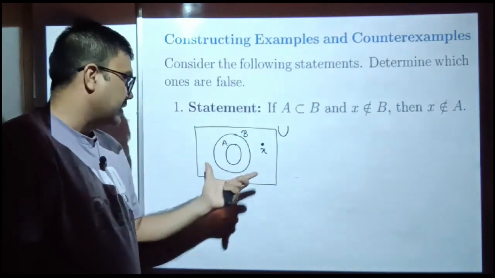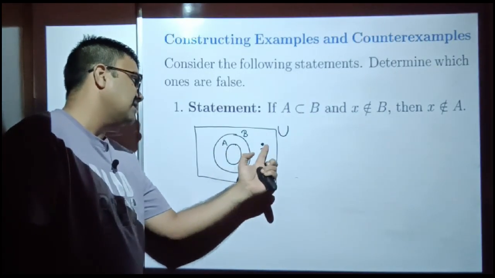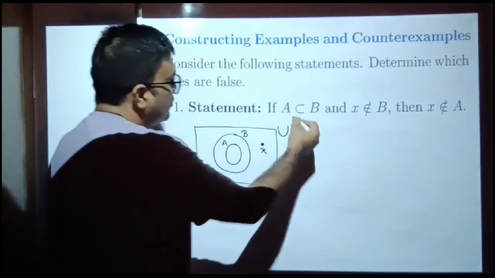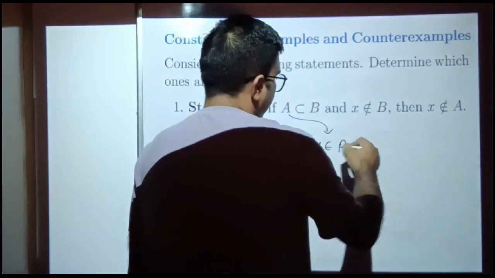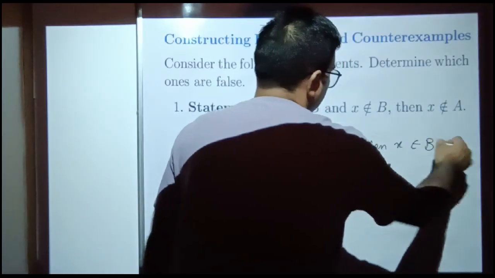Now how are we going to write this? One is the explanation we are giving, that we have drawn the Venn diagram and we can see that if X does not belong to B, then it cannot belong to A. So we are going to use the definition of the subset, which says that if X belongs to A, then X belongs to B.